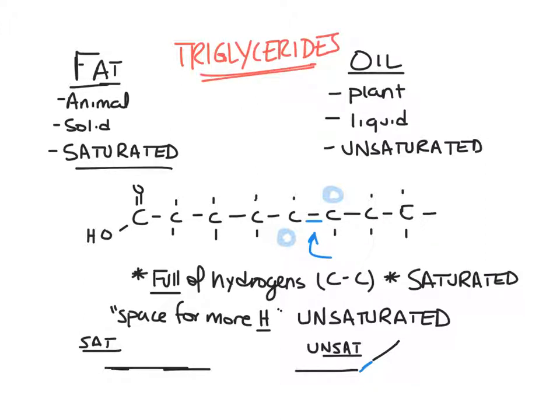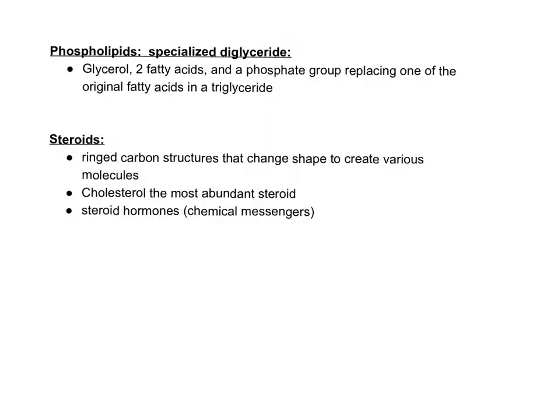Okay, so we talked all about triglycerides here. Now, let's move on and talk about a specialized lipid. It's not a triglyceride, it's more of a diglyceride, and those are the phospholipids. Phospholipids are hugely important to life as we know it, because most cell membranes are actually a phospholipid bilayer. So we're going to look at the structure of the phospholipids. I'm going to talk a little bit about steroids first, and then we'll come back to the phospholipids.